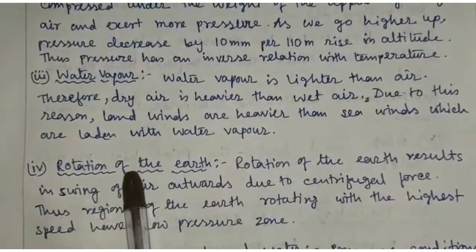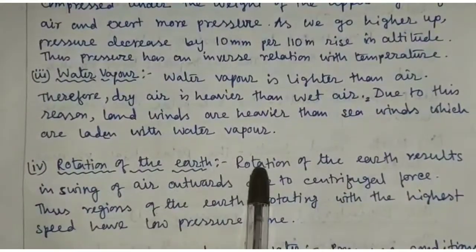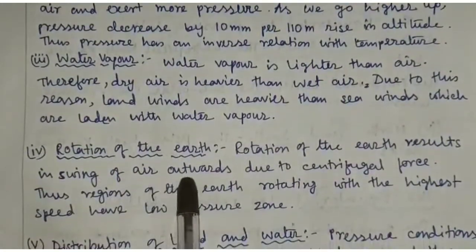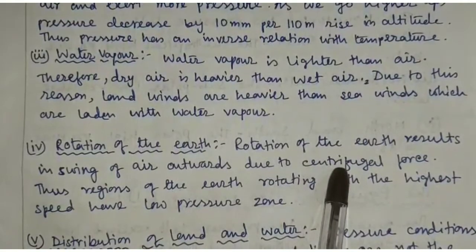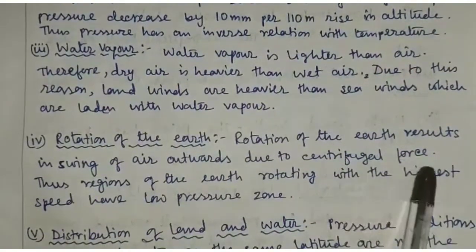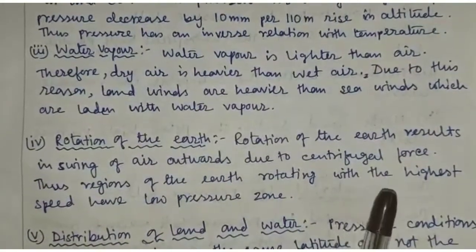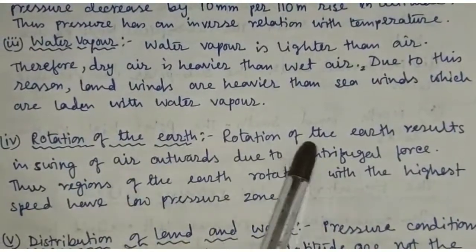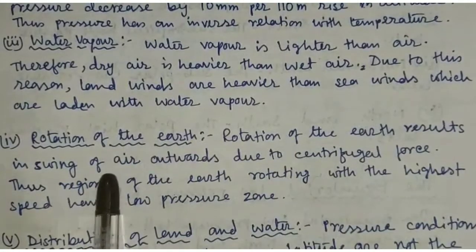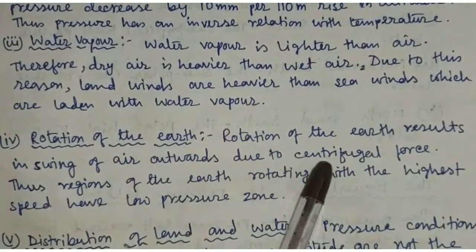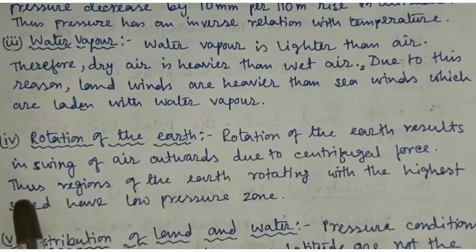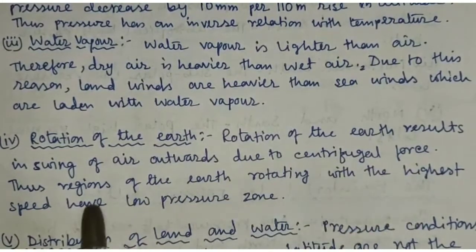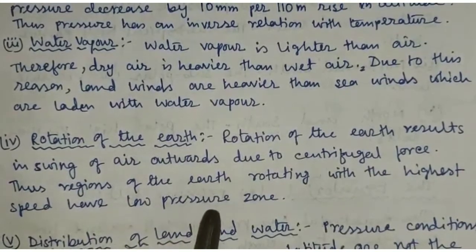Number 4, rotation of Earth. Rotation of Earth results in a swing of air outwards due to centrifugal force. The regions of Earth rotating with the highest speed have a lower pressure zone.